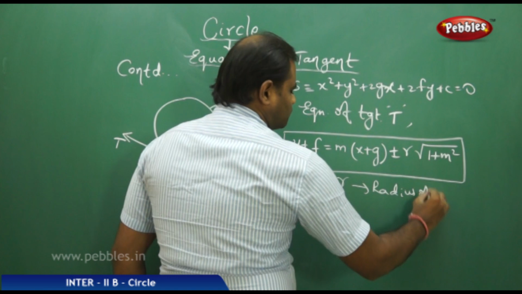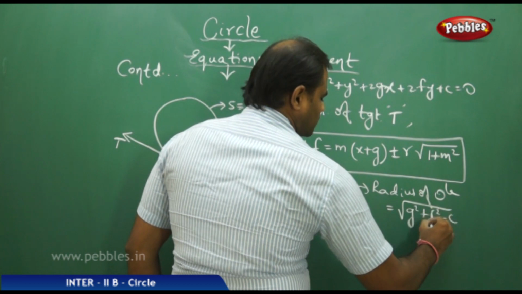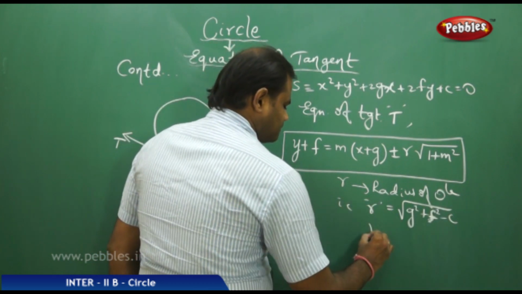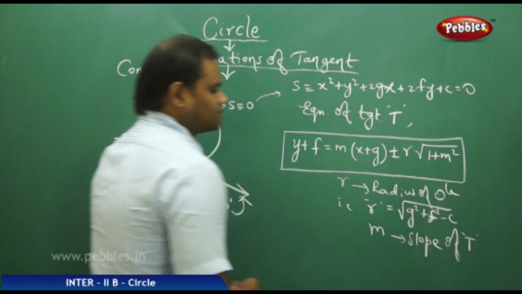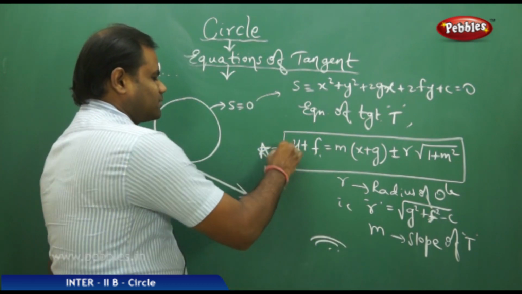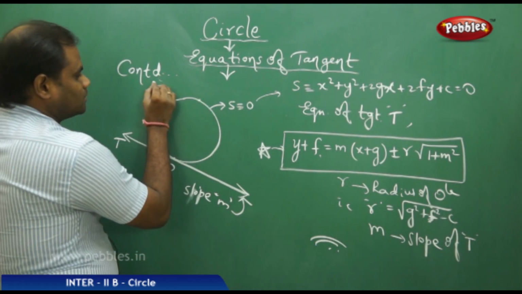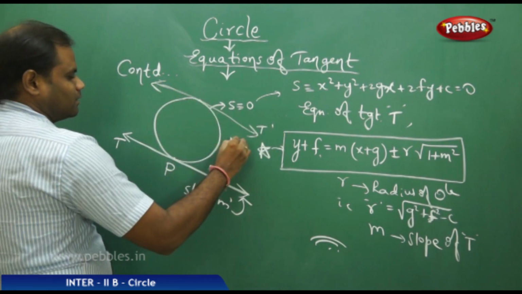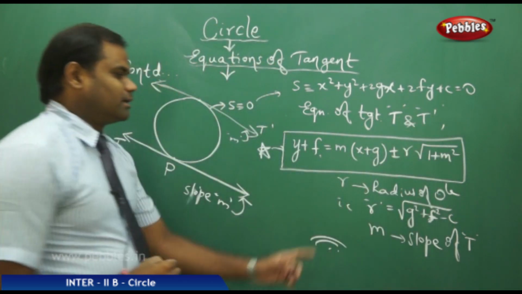So r is the radius of the circle, which is given by root of g squared plus f squared minus c. We know this from the formula. And m is the slope of tangent T. This is how we understand the formula for the equation of a tangent with slope m. One is plus, the other on the opposite side is given with T dash. These two lines being parallel have the same slope. So therefore the equations of T and T dash are given by this.